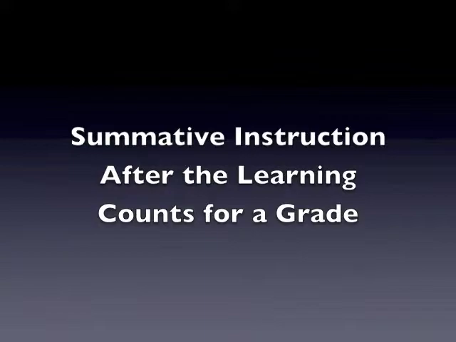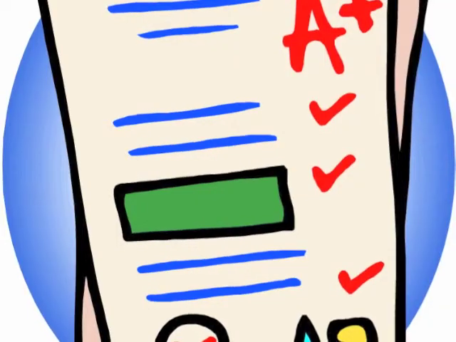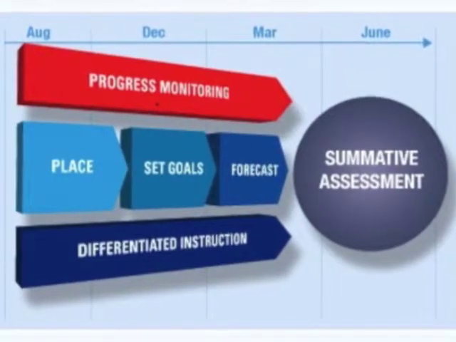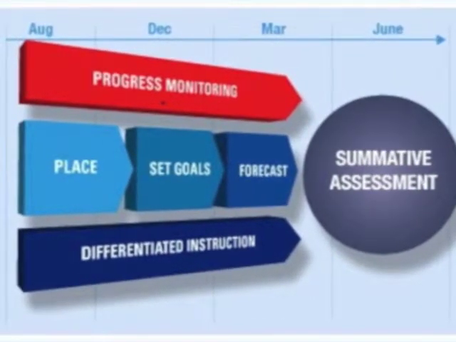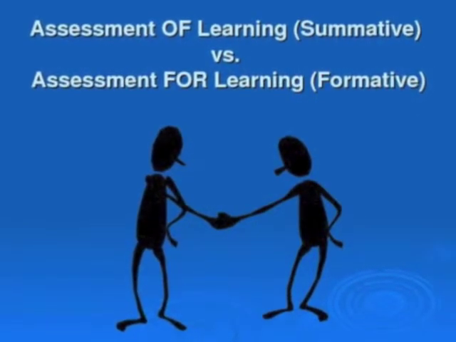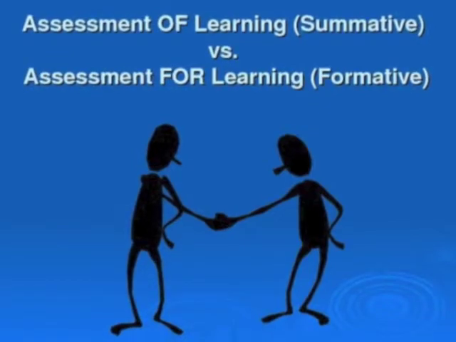Summative assessment is after the learning. It does count for a grade, and that's when we take all of the things that we're doing to give students feedback and give the formative assessment and then give them a summative assessment. So assessment of learning is summative and assessment for learning is formative.